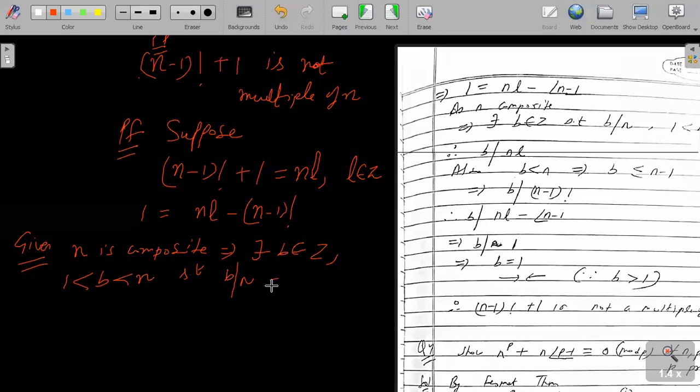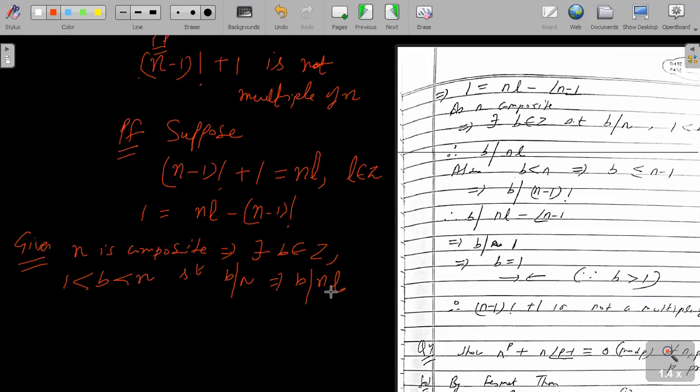b divides n. Now if b divides n, then b will divide n factorial also. Beta, is it fine? Yes, ma'am. Again, if you see, b is smaller than n. This means b is less than or equal to n minus 1. So obviously b will be less than or equal to n minus 1.